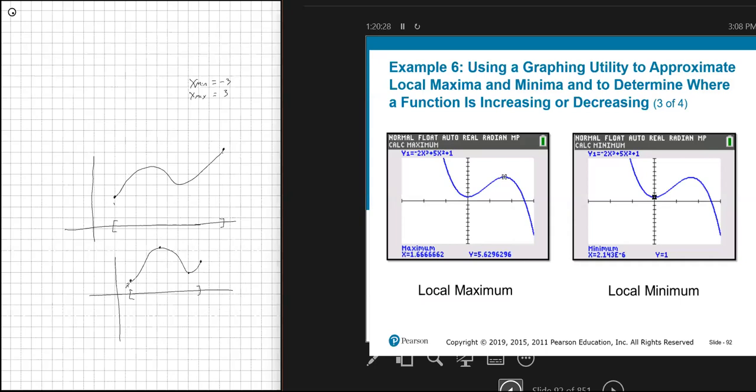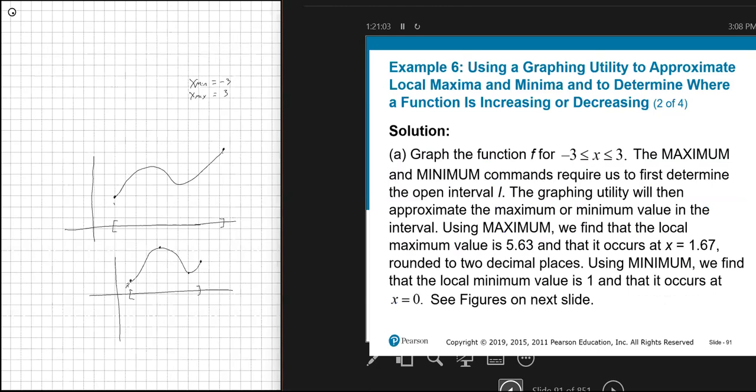And you want your left bound to be to the left of where the absolute minimum is, and the right bound you want it to be on the right side of where that minimum is. So you can find that point. So that's how you use the calculator to do it, where it does all the work for you.